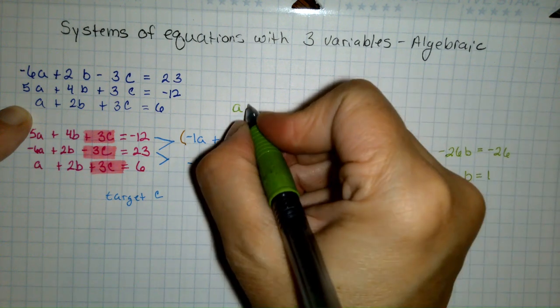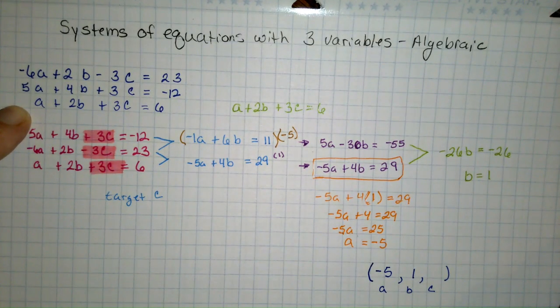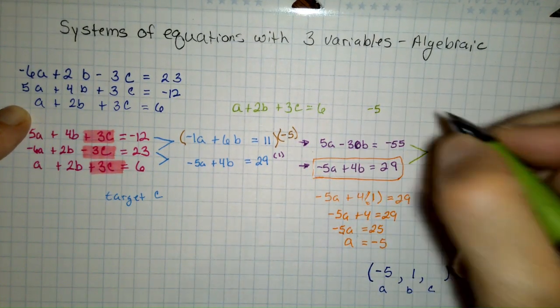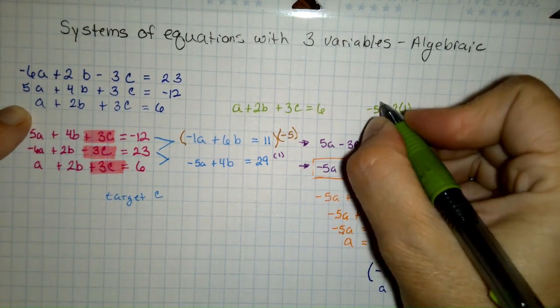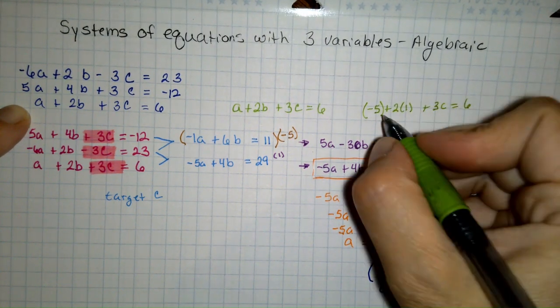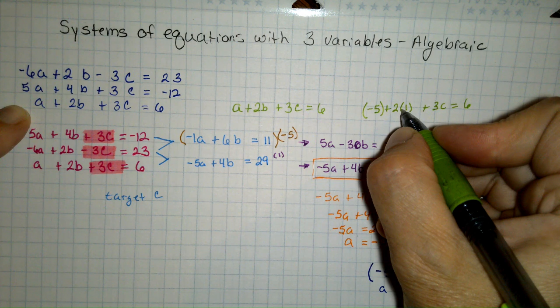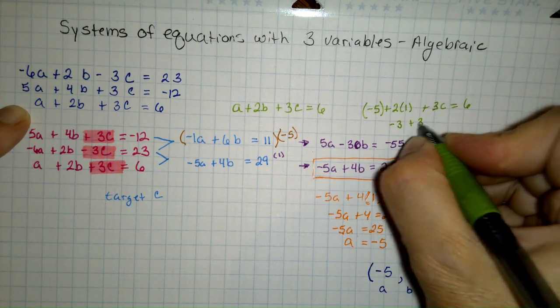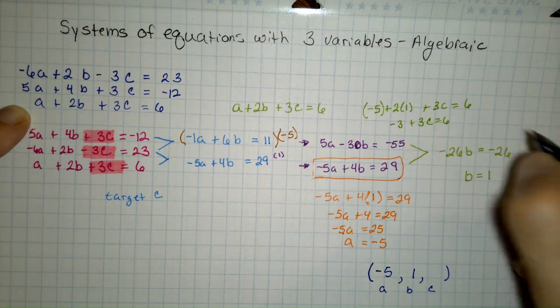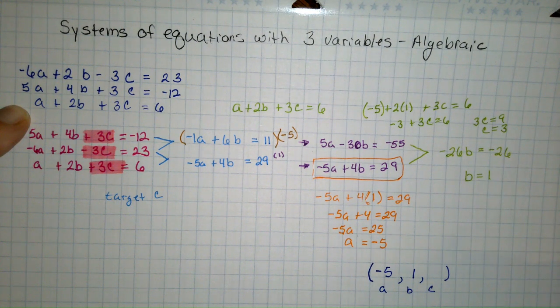So we have A plus 2B plus 3C is going to equal 6. Our A value is -5. 2 times 1, I'll put parentheses around that just to be consistent. And then 3C. If you type this into a calculator, -5 plus 2 times 1, remember order of operations, you multiply, you get 2, and then you add, you get -3. So we'll add that 3 to the other side, divide by 3. And we get C equals 3. So there we have a nice ordered triple.